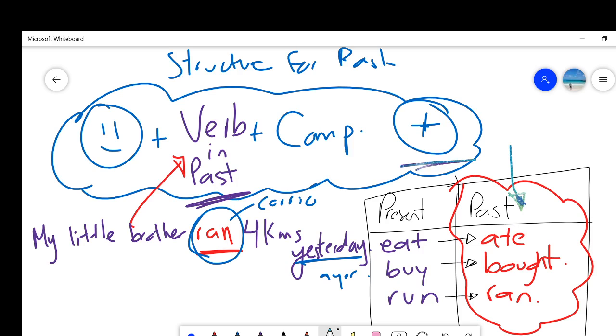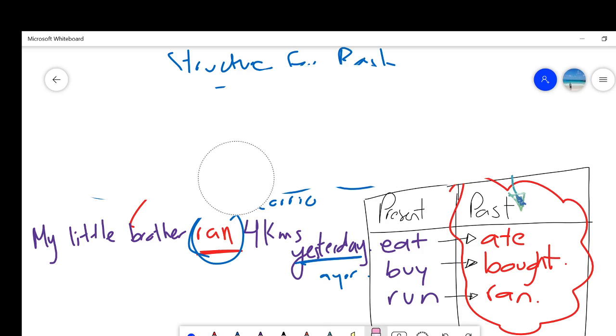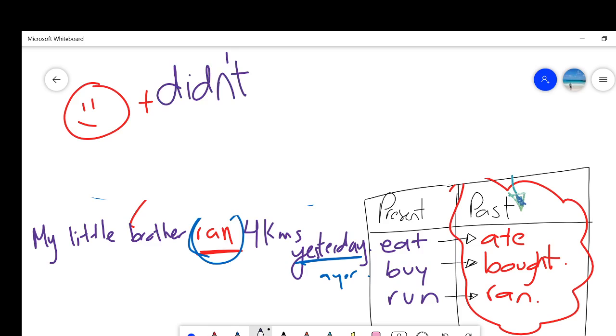Let me explain you how it's going to be in negative form. In negative form, the structure for negative form is different. Yes? In this case, we start with the subject, and then, instead of using the verb in past, en vez de utilizar el verbo en pasado, vamos a utilizar un auxiliar para decir que no, pero es en pasado. This one is didn't, okay? Didn't or did not, which is exactly the same. Es exactamente lo mismo. Es para decir que no, but in past, okay?